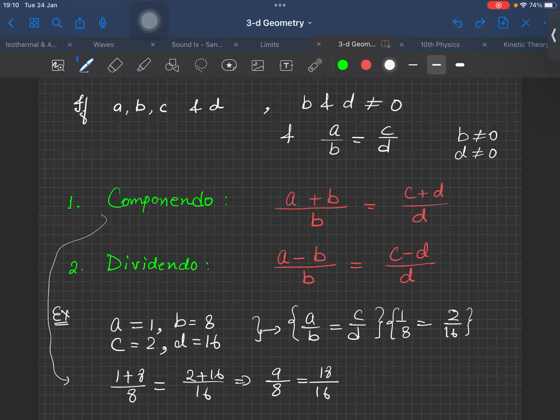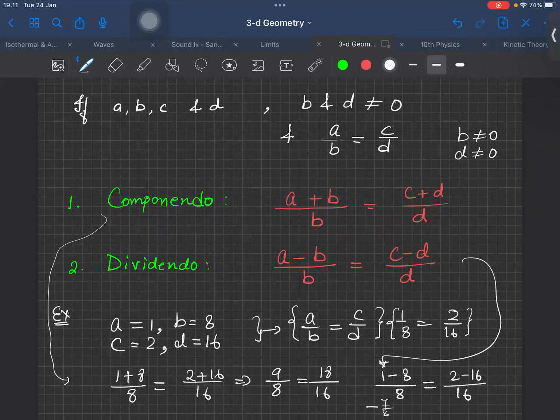Now let's verify dividendo. So it is 1 minus 8, right? 1 minus 8 upon 8 should be equal to 2 minus 16 upon 16. So what will this become?